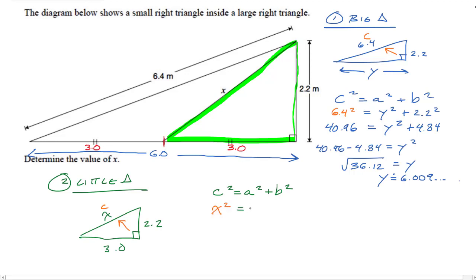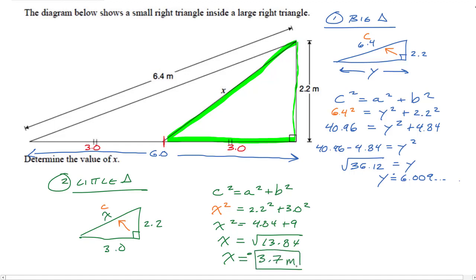The other two sides are a and b. Remember, it doesn't matter who's who. So 2.2 squared plus approximately 3.0 squared. All right, so x squared equals, what are we going to have? About 4.84 plus 9. You're going to add them together and take the square root of them. So 13.84. And when we square root that, we are going to get x is approximately 3.7 meters. Okay? So I used Pythagorean theorem 2 times in that question, right?